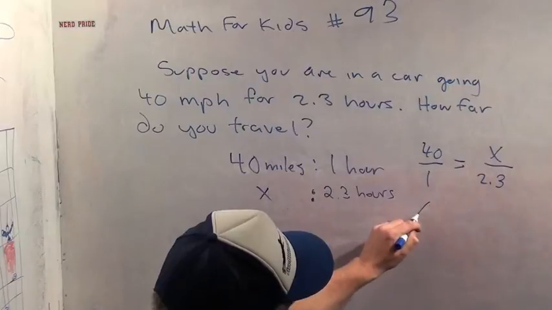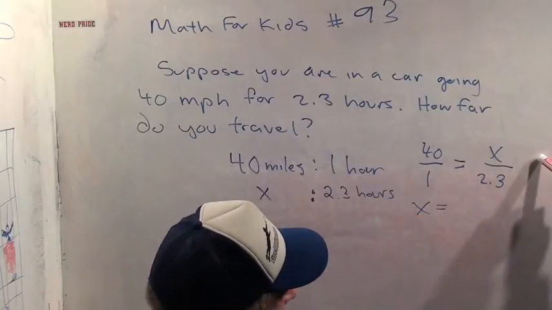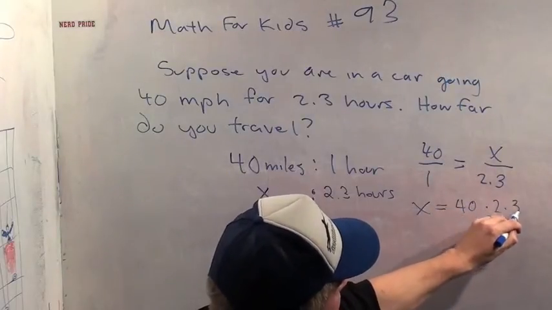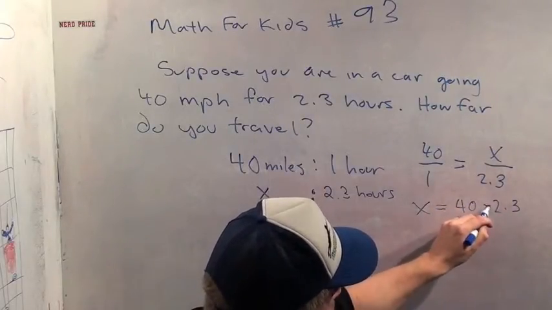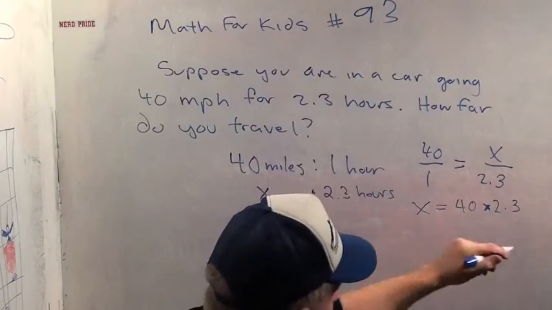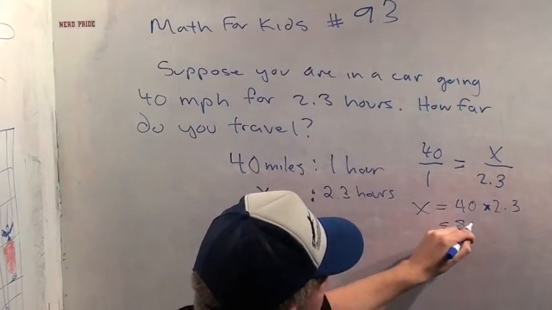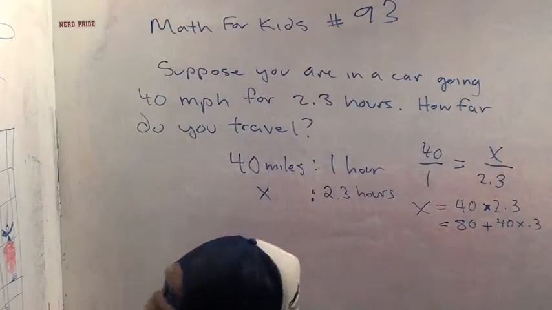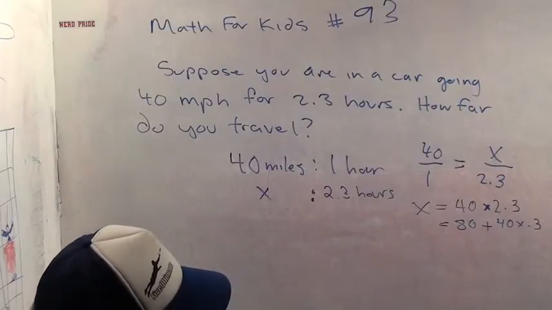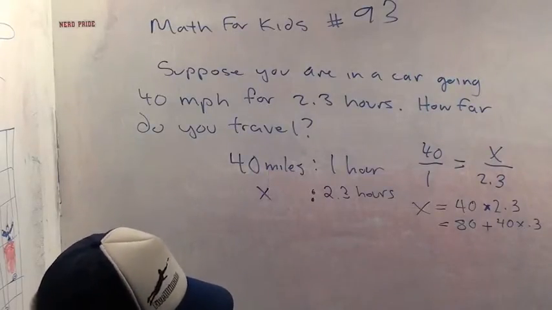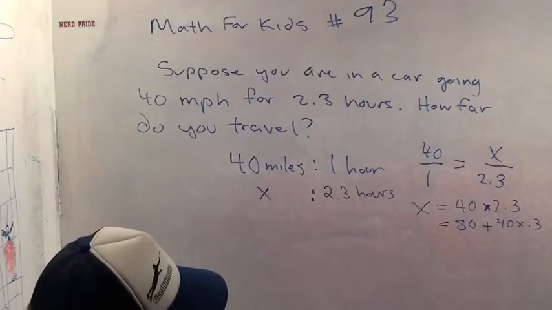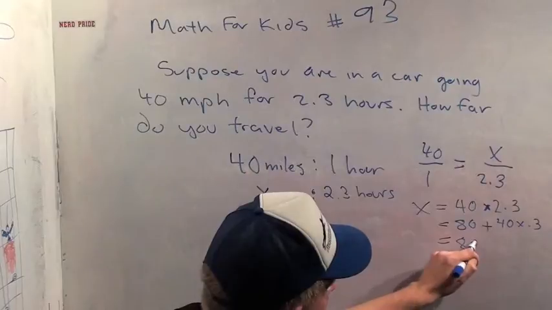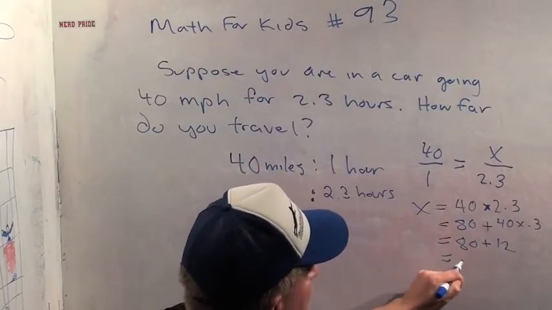And how do I solve for what X equals? Now I multiply by 2.3, so I have to do 40 times 2.3, which is the same as 40 times 2 plus 40 times 0.3. So that's 80 plus 40 times 0.3. What's 40 times 3/10? 40 times 3/10 is 120 tenths, which is 12. So it's 80 plus 12, which is 92.